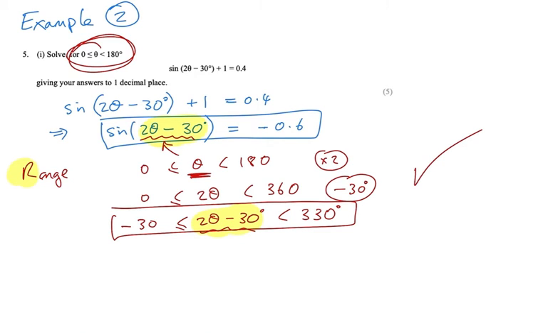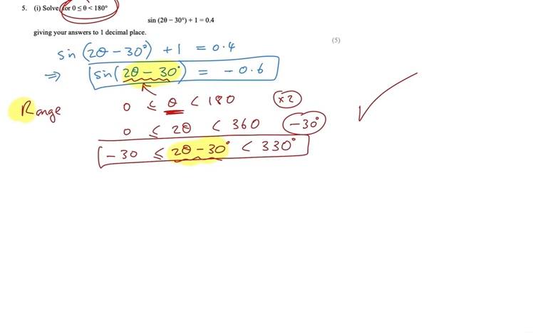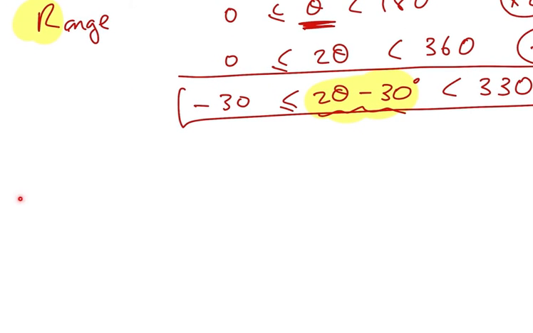Give myself a big tick. Lucky me. Okay, so what do we do next? Oh, by the way, the order with which you do these matters. It does matter. If you do it the other way around, if you take away 30 first and then times everything by 2, then the minus 30, when you times it by 2, will become minus 60, and the thing will kind of break. So make sure you get that order correct.